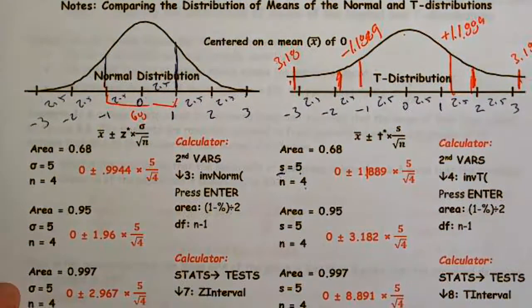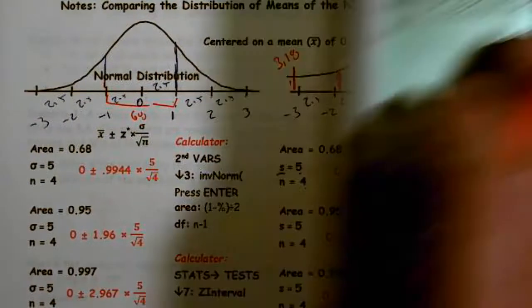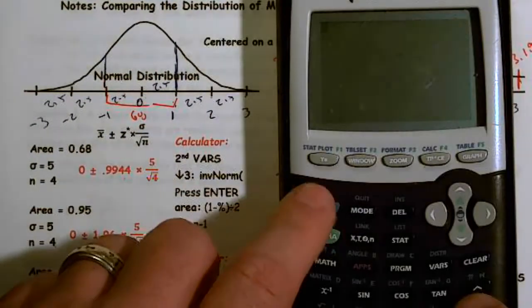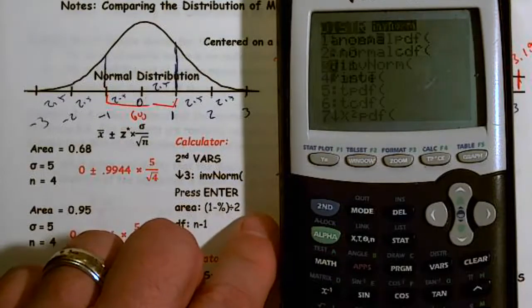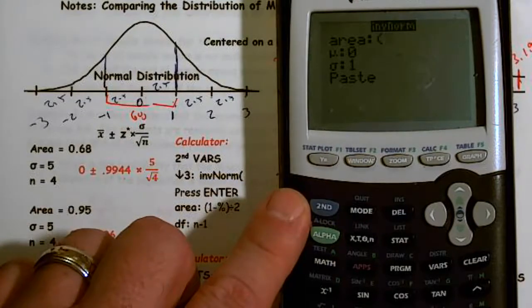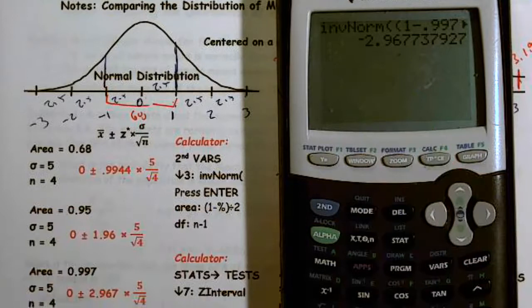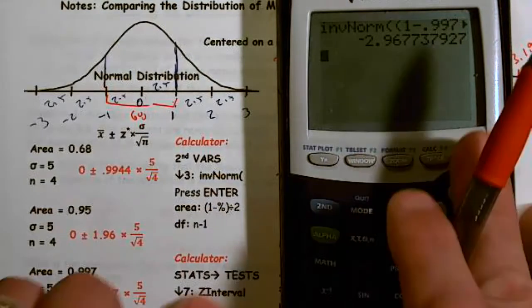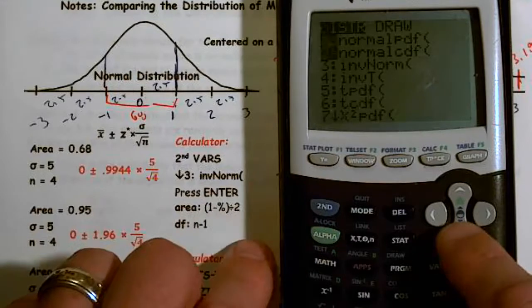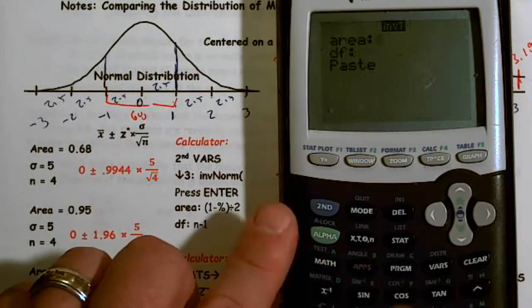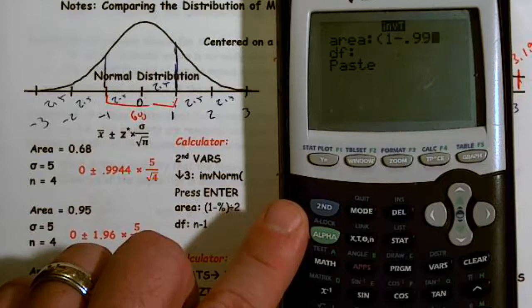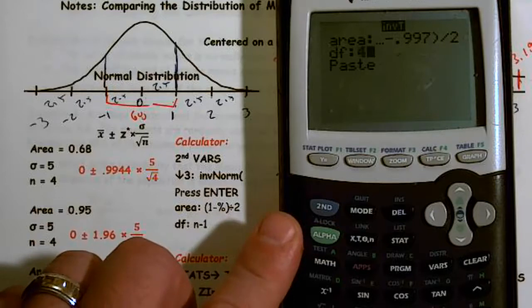That would give me plus or minus 3. And if I wanted to compare the 99.7, second vars, inverse norm, parenthesis, 1 minus 0.997, close parenthesis, divided by 2, mean is 0, standard deviation 1. 2.96, so plus or minus 3 standard deviations. All right. Doing it for the t distribution, the area, 1 minus 0.997, close parenthesis, and divide by 2. Degrees of freedom, 4 minus 1, or just 3.